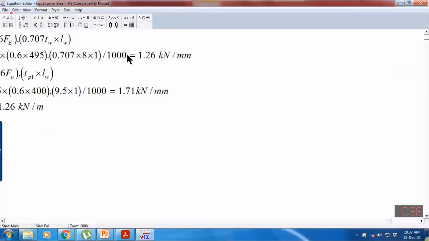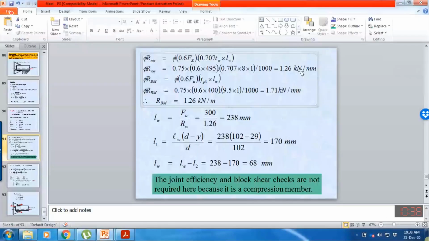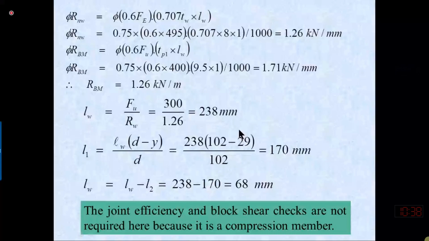0.75 is the phi value and 0.6 Fu is the shear strength of the base metal. So the Fu value for A36 steel we are using for the base metal for the angle section. 0.6 is the factor to convert the normal strength into the shear strength. 9.5 is TP1, and the length of the weld we are using as 1, and we are dividing it by 1000 to convert the answer into kilonewton per millimeter.